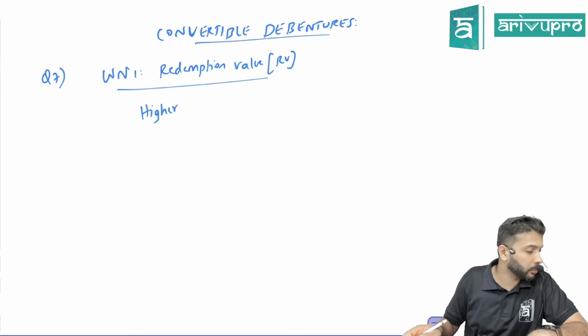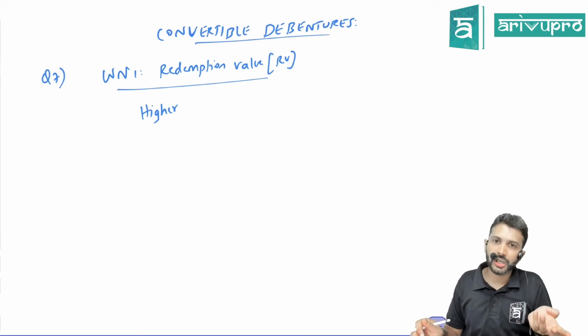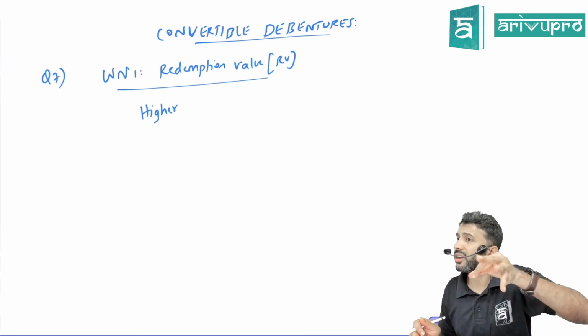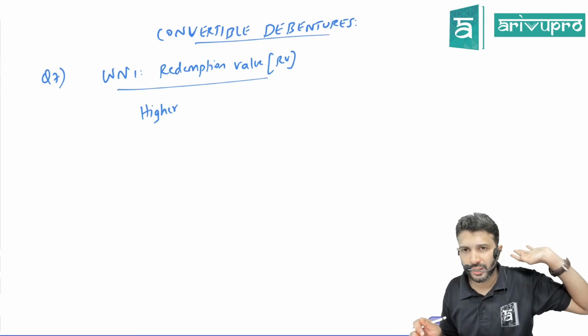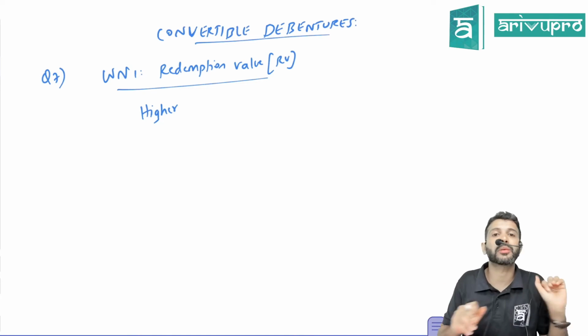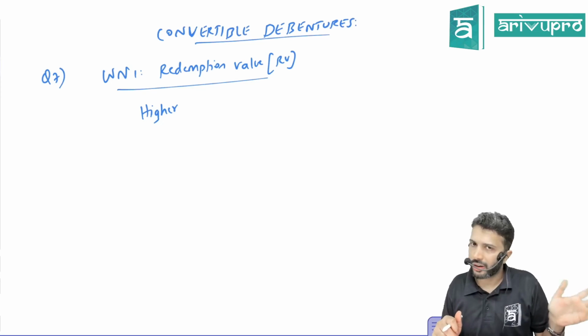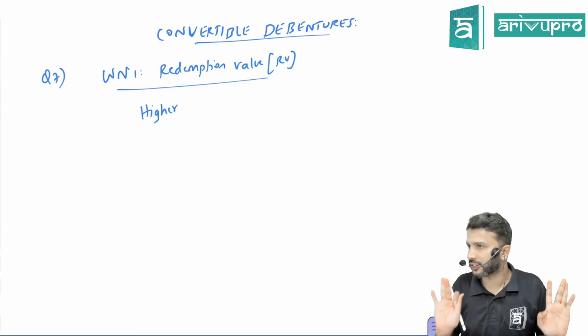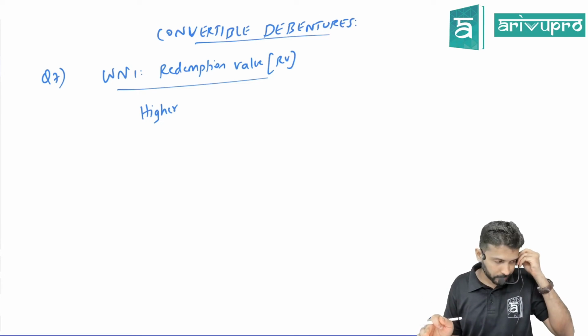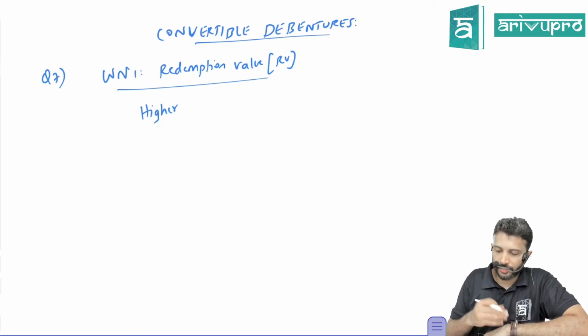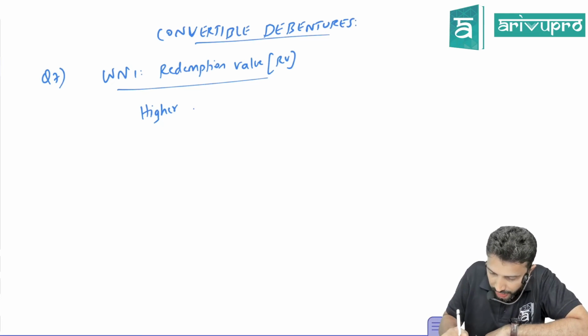Debt means they can call it a debenture, a bank loan, or bonds. Everything is a debt. Sometimes they may use the term debenture, sometimes the term bond. Use the same funda, don't get disturbed by that. In case of convertible debenture, redemption value is the higher of what, sir?